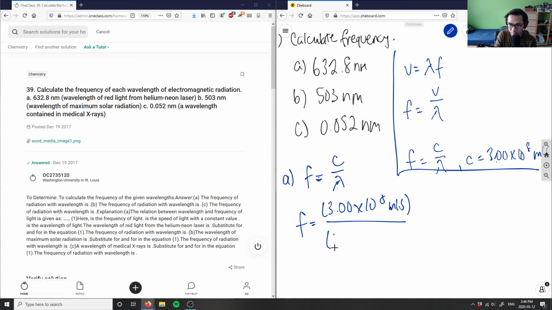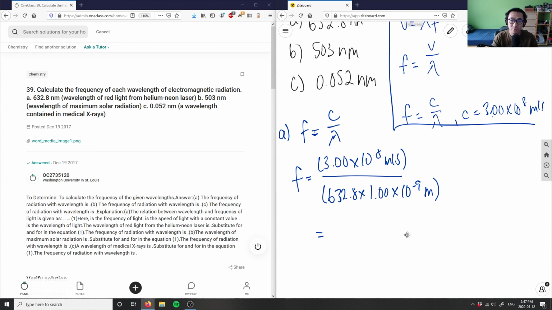So to convert this, I'm going to write 632.8 times 1.00 times 10 to the power of -9, and this will give us meters. I'm converting from nanometers to meters here. And this will give us our frequency in 1/seconds, which is hertz. That's our unit for frequency. So I have 10 to the power of 8 divided by 632.8 times 1 times 10 to the power of -9, and this gives me 4.74 times 10 to the power of 14 hertz. This is my frequency for A.